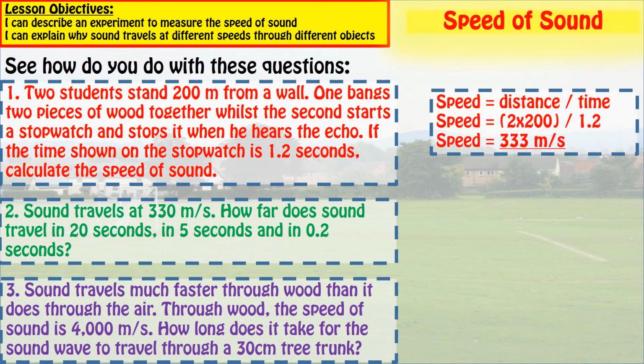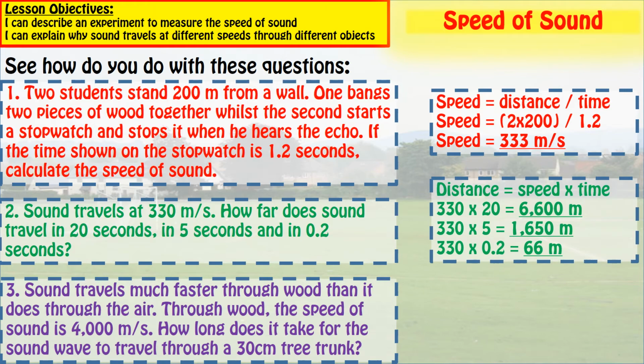So number 1, speed is distance over time. Now the distance was 400 meters, 200 meters one way and 200 meters back. So hopefully you got that. So 400 meters divided by the time gives you a speed of 333 meters per second. So if you got that answer, give yourself 2 ticks for this one. If you did the distance as 200 meters, you only did it one way, just give yourself 1 tick.